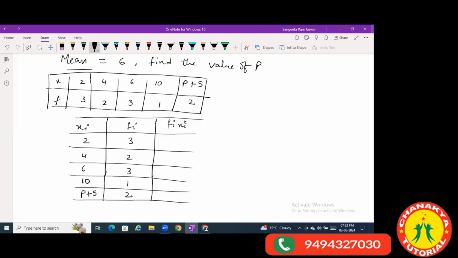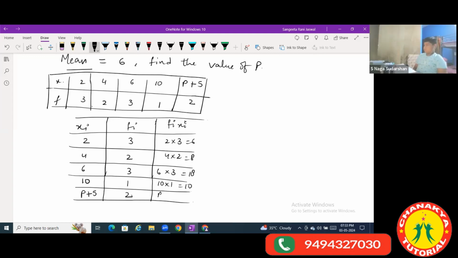That is 2 into 3 gives me 6. 4 into 2 gives me 8. 6 into 3 gives me 18. 10 into 1 gives me 10.